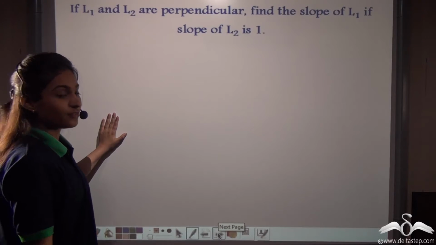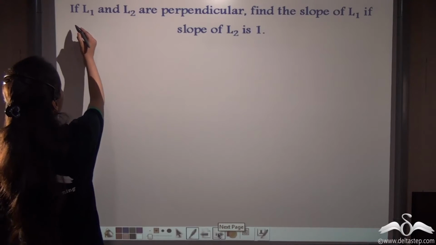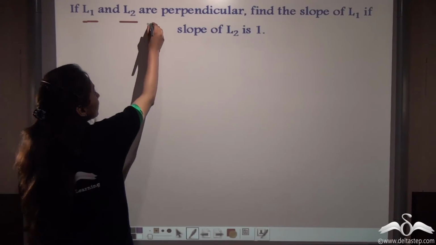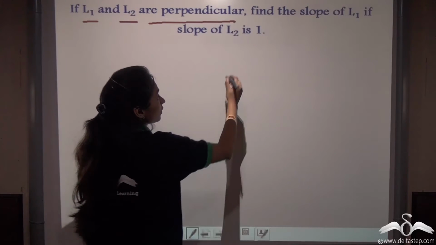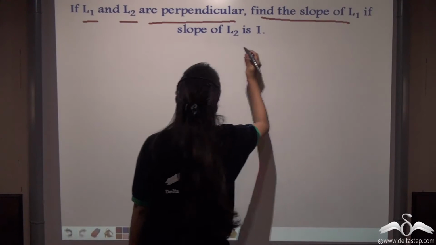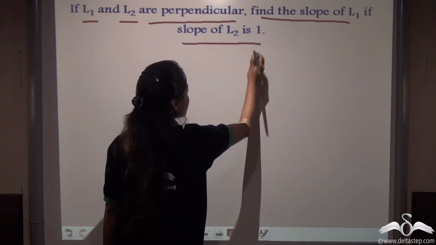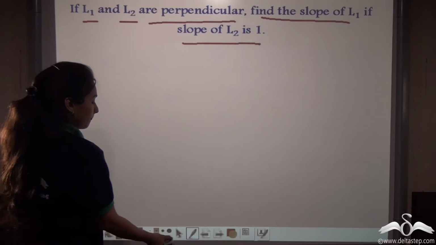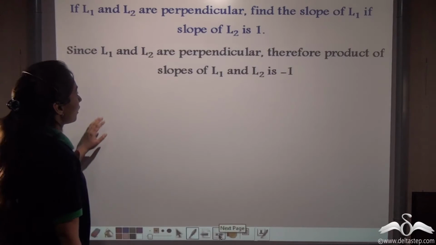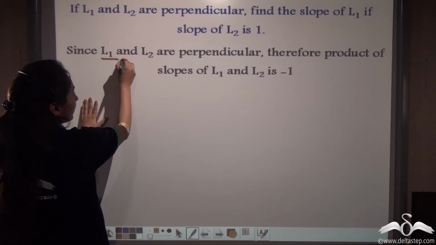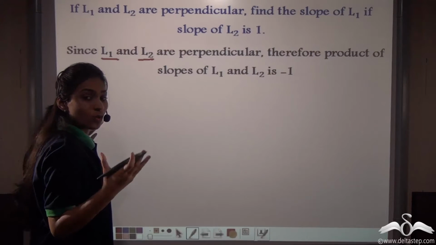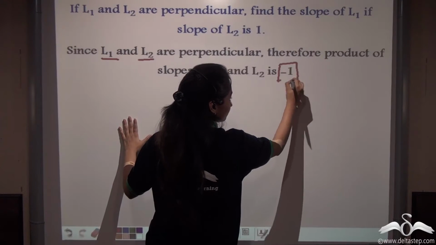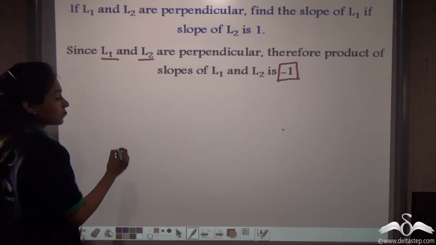Now do the sum yourself. If L1 and L2 are two lines, they are perpendicular to each other, find the slope of L1 if the slope of L2 is 1. Can you do it? Now we know that L1 and L2 are perpendicular lines. So what will be the product of their slopes? It will always be minus 1. So let us solve this.